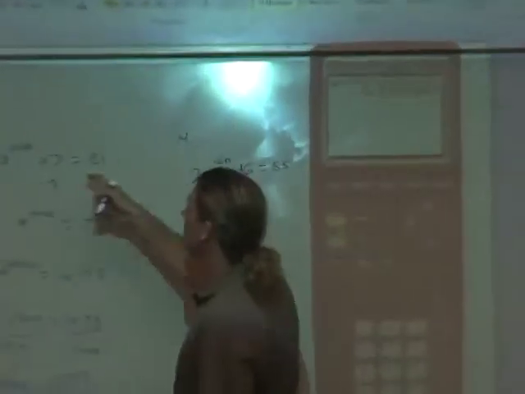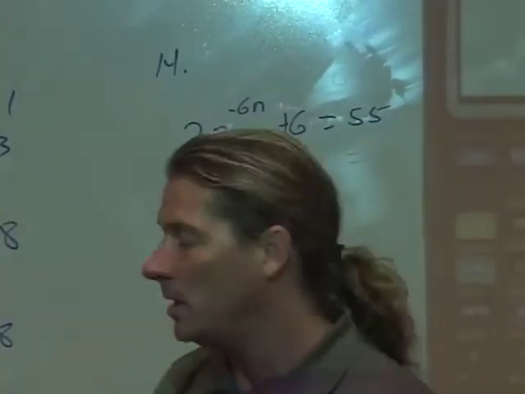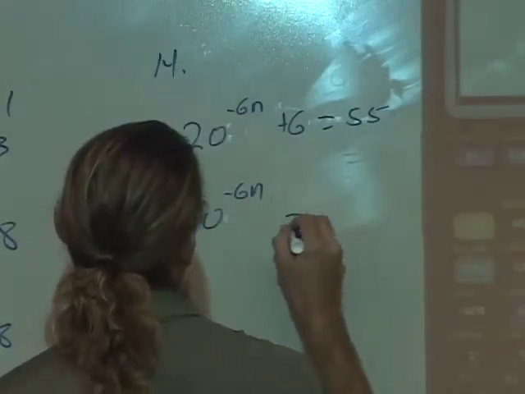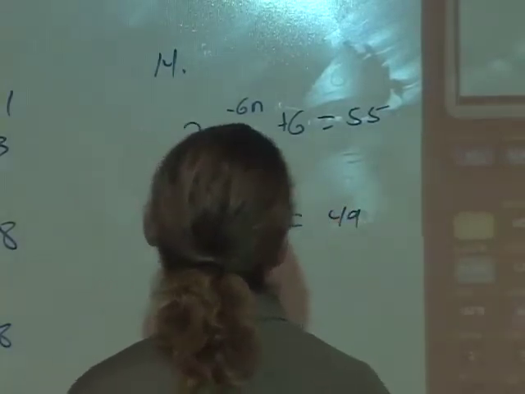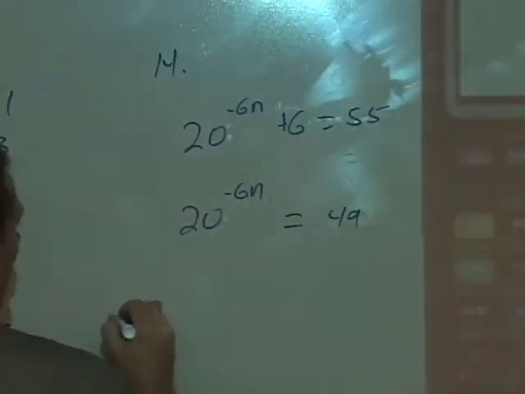Okay, very similar to the last problem. We're going to first isolate the thing that has an exponent. So we'll have 20 to the negative 6n is equal to, what is that, 49 when I subtract 6 from both sides? Take the natural log of both sides. So you get this.